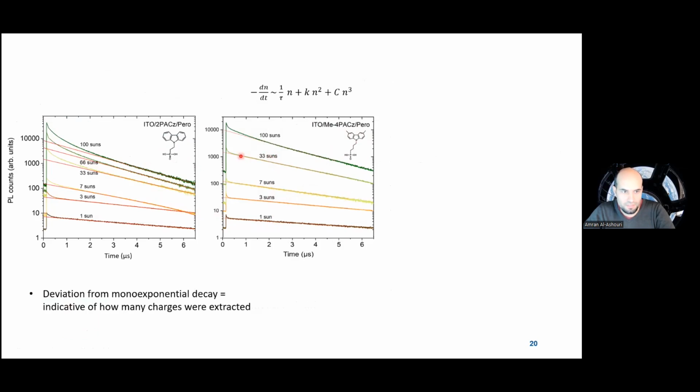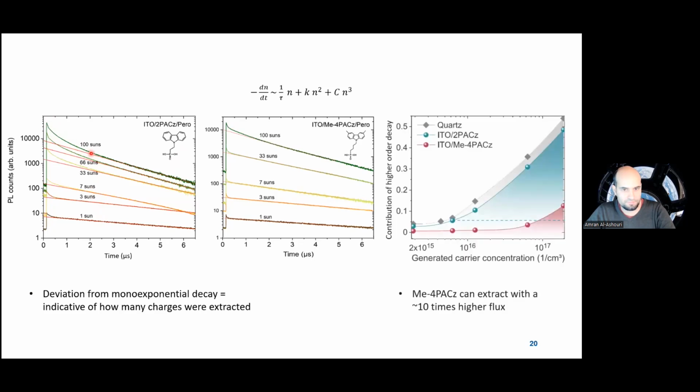And then you see a small deviation beginning at 100 suns. You see the deviation from mono exponential decay. For 2-PACz, this effect is stronger, right? The deviation already happens at 3 suns. And I mean, at 100 suns, it's pretty obvious. And you can use this deviation, so basically this area below the transient, for calculating the ratio of bimolecular recombination to monomolecular recombination. And by comparing this, you have a quantitative difference in charge extraction efficiency.